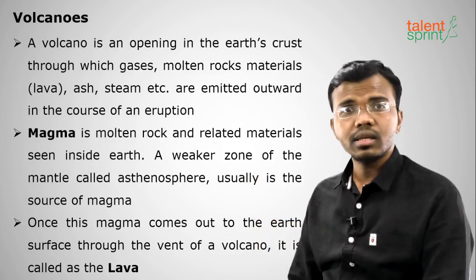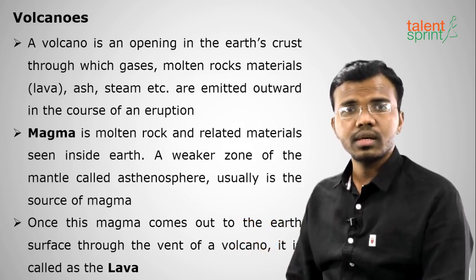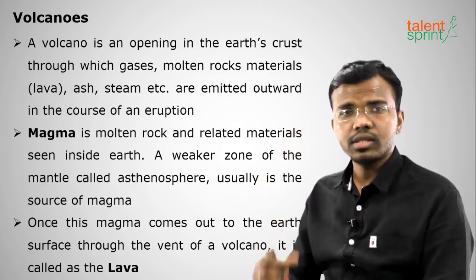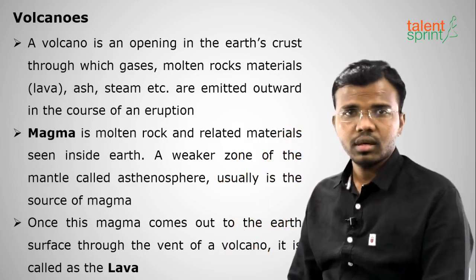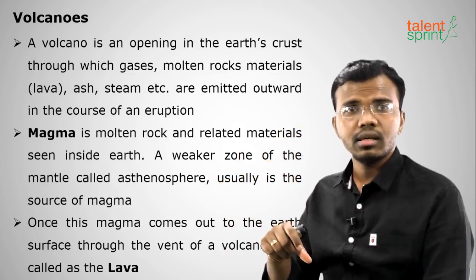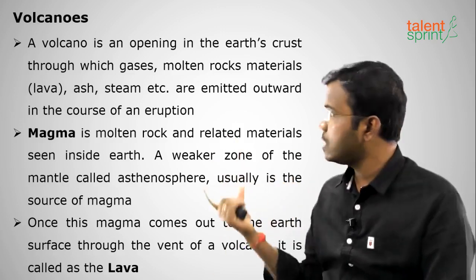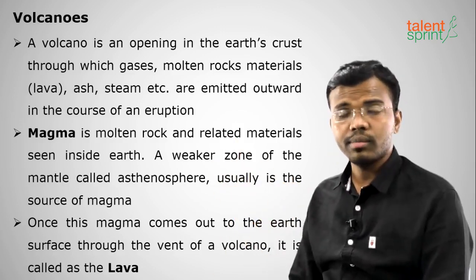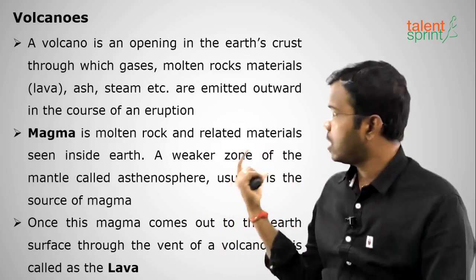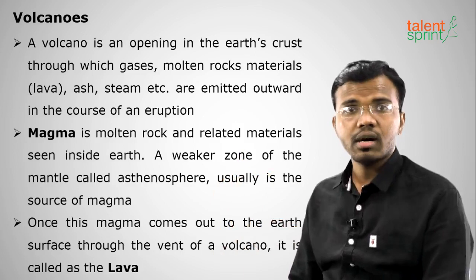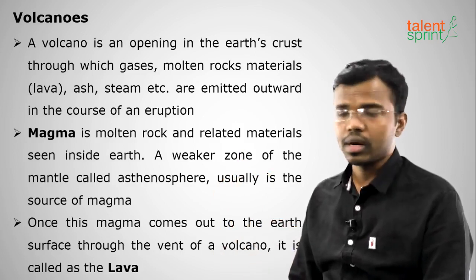Where is this magma present? It is present in the asthenosphere, which I have already discussed in the interior of the earth. The asthenosphere is the upper part of the mantle, which is a weaker zone. When it is inside the earth, it is called magma. When magma comes outside the earth, it is called lava. Remember this: it is called magma when it is inside the earth, and it is referred to as lava when it comes outside the earth. This is the terminology about volcanoes.